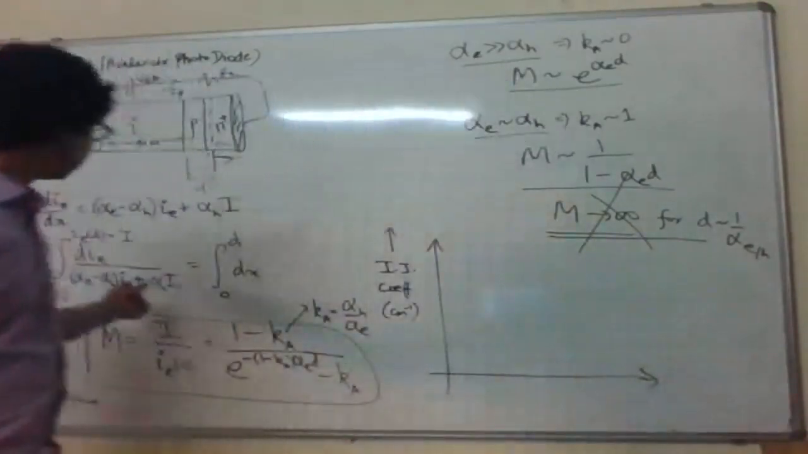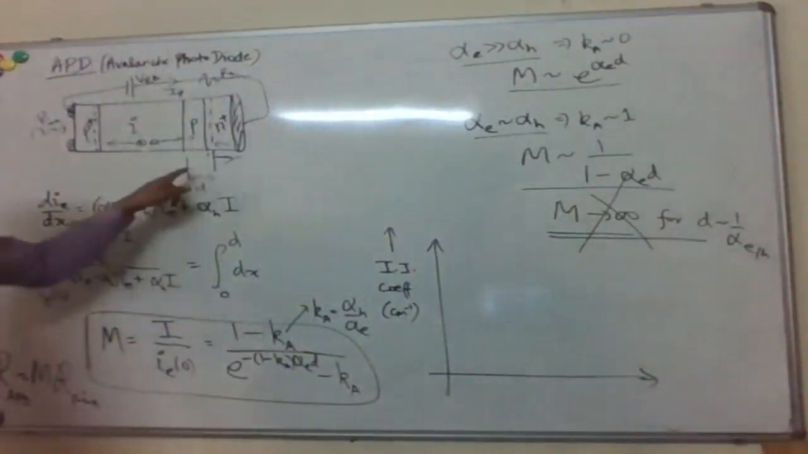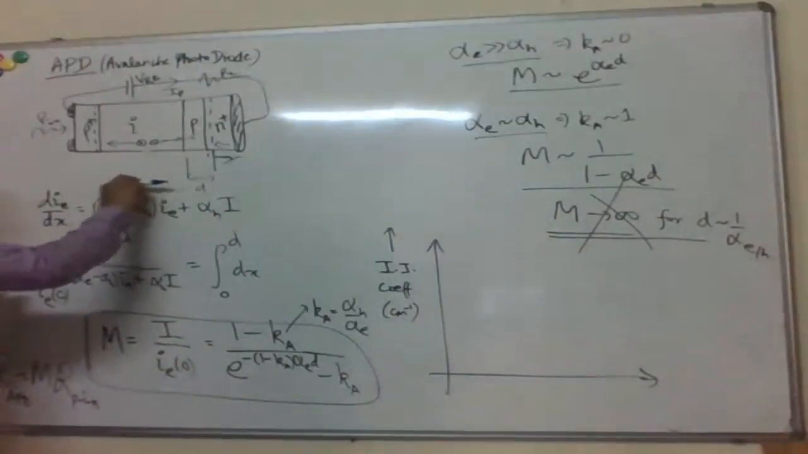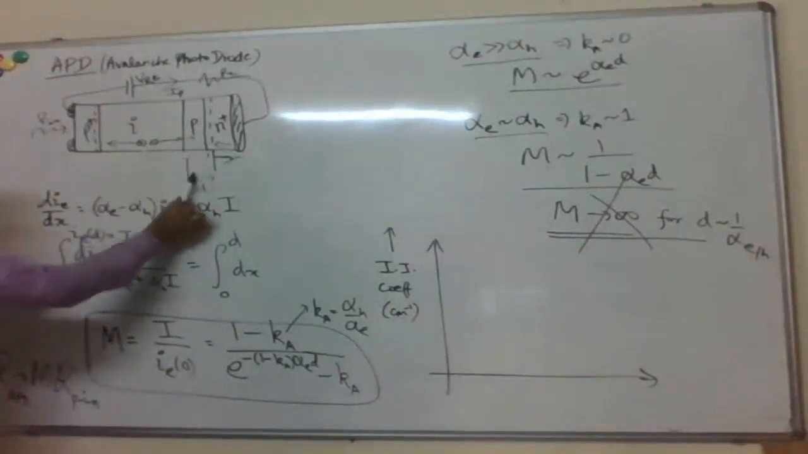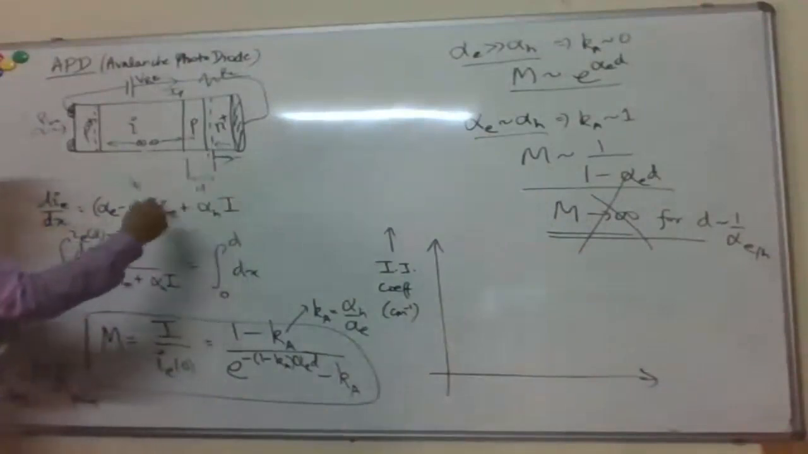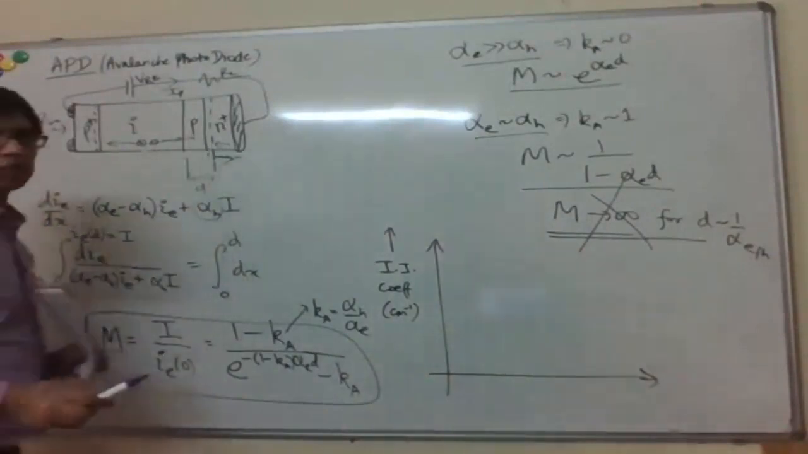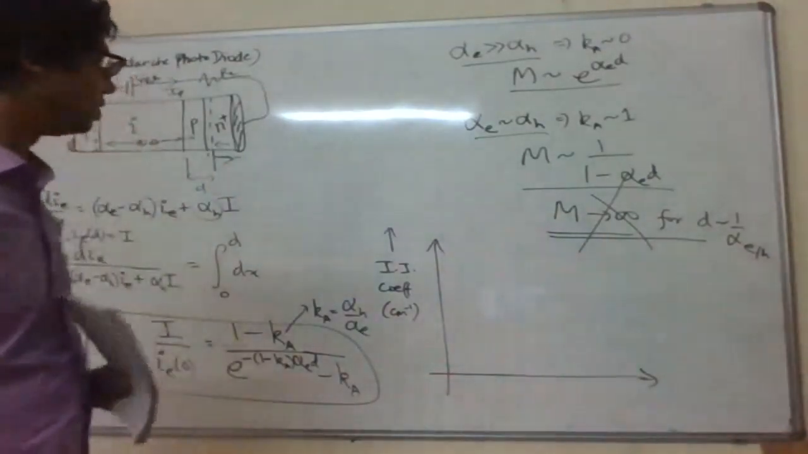This impact ionization coefficient is a function of the electric field, right? Remember, we had some electric field here, which was fairly high but below the breakdown voltage. And then in this region, it went up above the breakdown voltage, which caused this breakdown. So basically, this ionization coefficient is a function of the electric field.